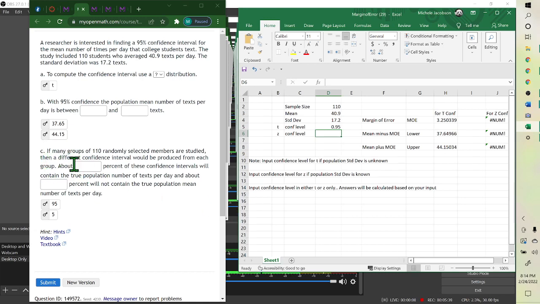And the next part's asking if many groups of 110 randomly selected members are studied, then a different confidence interval would be produced for each. So every time we get a sample of 110, the confidence interval is going to be different, but because this is a 95% confidence interval, 95% of the time it will have the true population number of texts. 5% of the time it will not. So that's what that confidence level means. 95% of the time, if you grab a sample, the true proportion will be in there. 5% it won't.